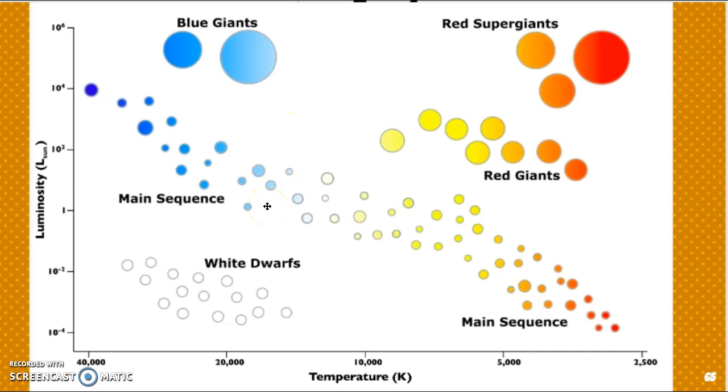And that's what they noticed, and they developed this about 100 years ago. This is still around today, and this is called the Hertzsprung-Russell diagram. This is something you're going to be working with today and tomorrow.